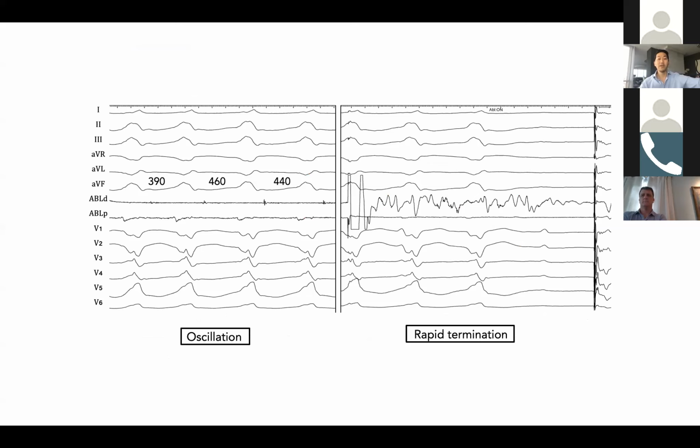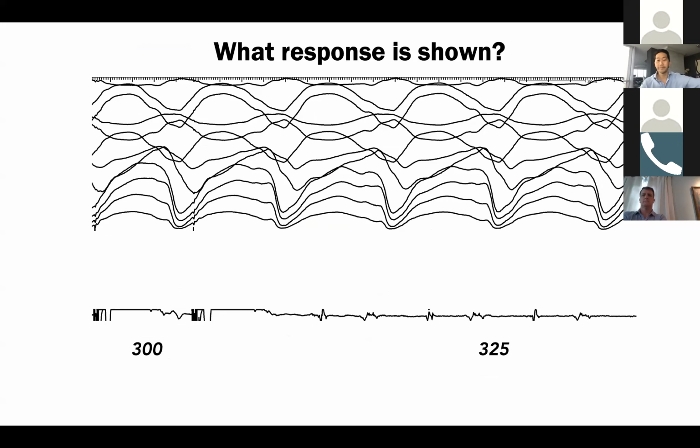Okay. And then here you've got the oscillation. We come on ablation. You can see ablation on, boom, gone like a pathway. But that again was not demonstrated by entrainment mapping. What response here is shown?